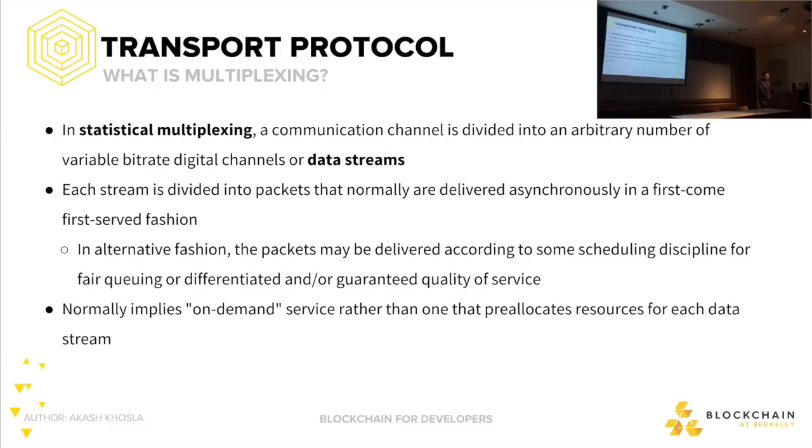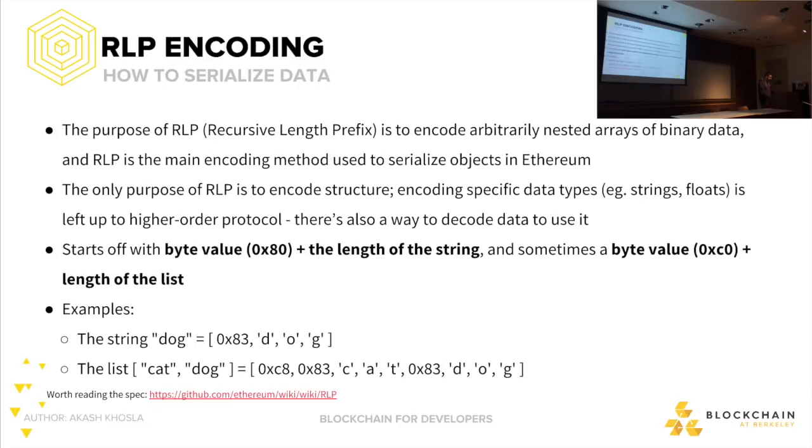I also mentioned RLP encoding. I think this is pretty important to understand how data gets serialized in the network. This happens not only with the transfer of data packets, but also within the Merkle trie structure. So the purpose of this is to encode structure such that it's easy to just send. And an example of this is actually not as bad as it looks.